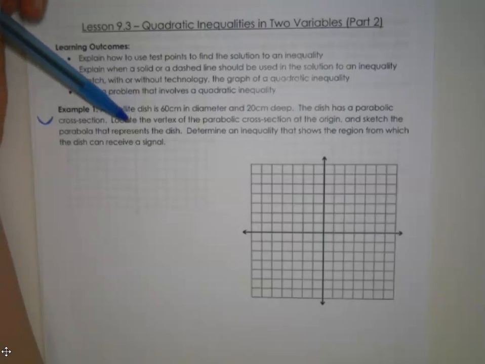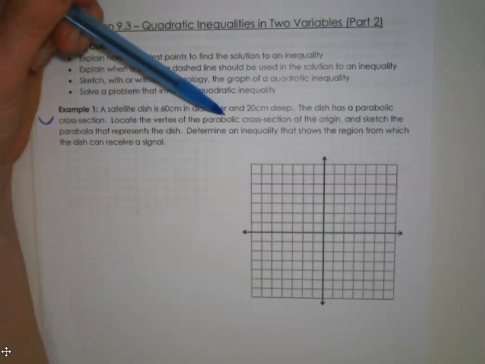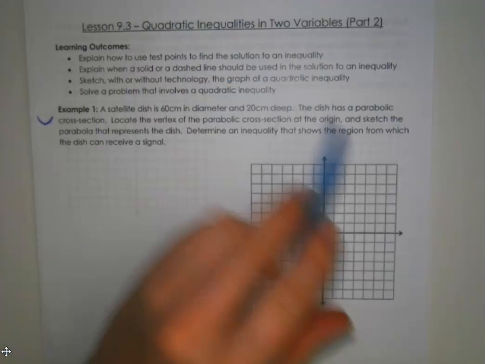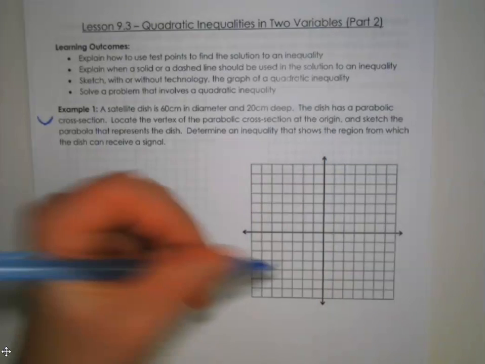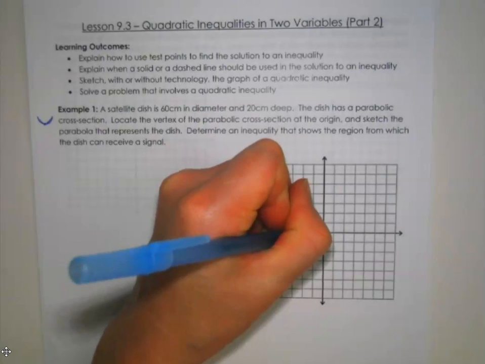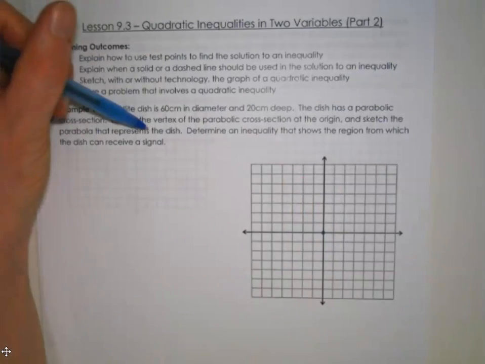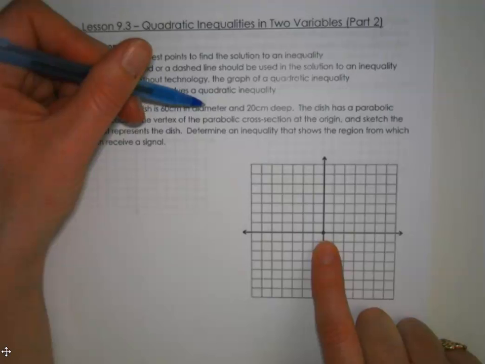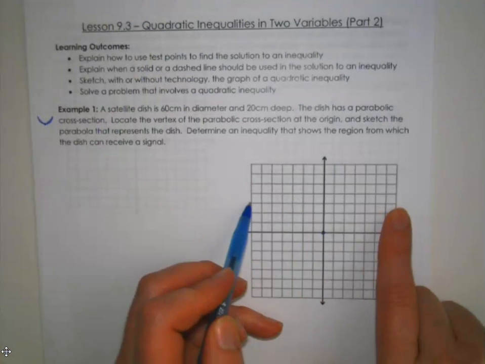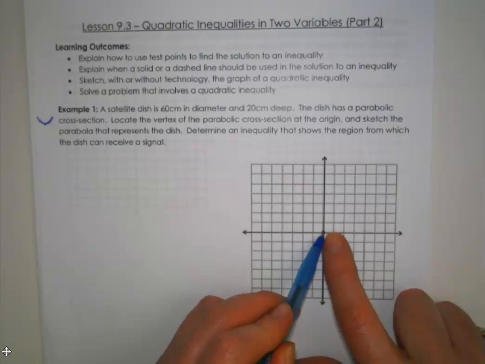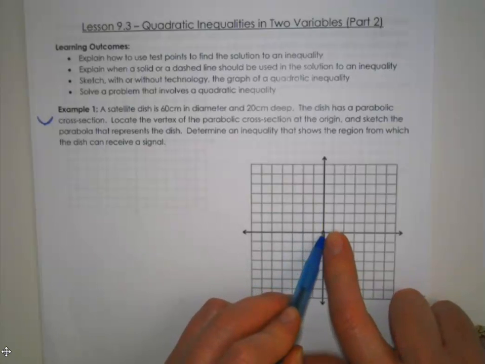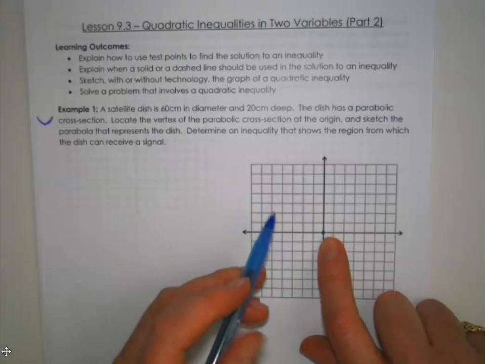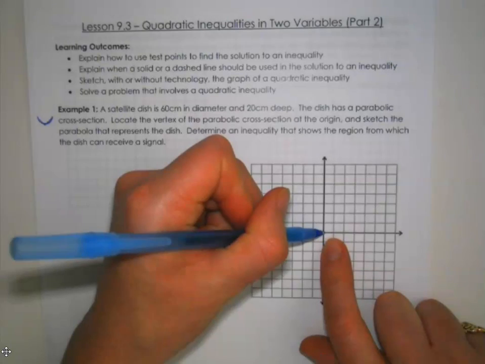So it's telling us to locate the vertex of the parabolic cross-section at the origin. So our vertex, the point here, they want us to start by placing that at the origin of our graph, so at (0, 0), and then sketch the parabola that represents the dish. If we have a 60 centimeter diameter, remember that's the total distance across, so our axis of symmetry, which is our vertex, should have 30 units on either side. Each half represents the radius.